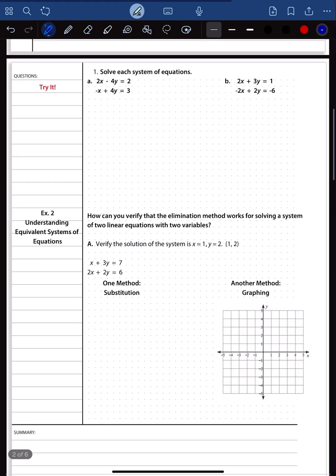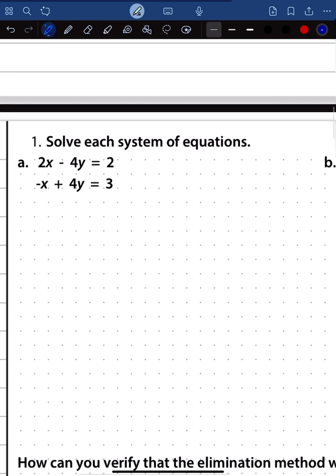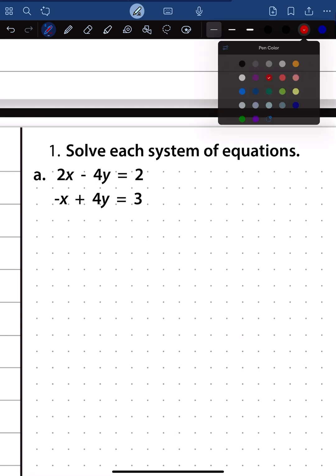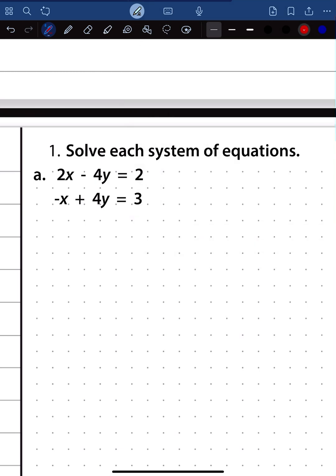Okay, in the try its, we're going to practice that a little bit more. We are going to solve each system of equations by elimination. So the first thing we're going to do, looking at example 1a, is look at which coefficient, if any, is already the opposite, and I'm going to identify it by circling. We should notice that the y's are the opposite coefficient.